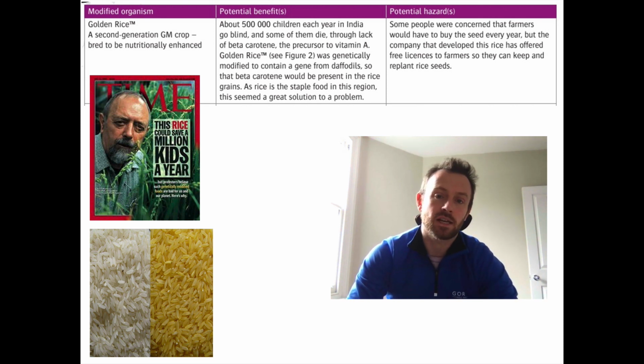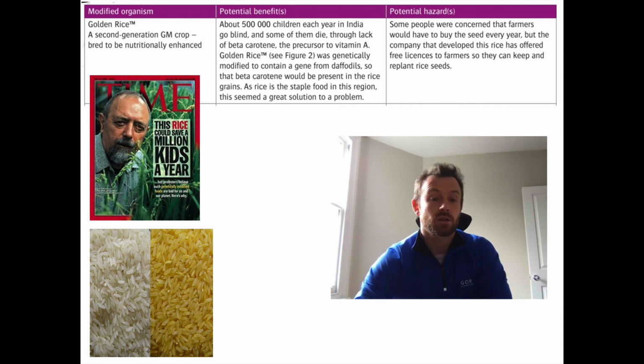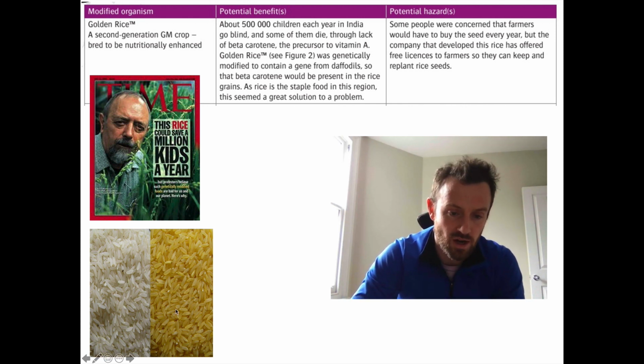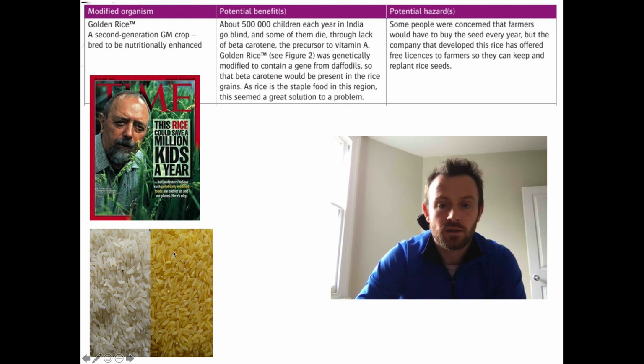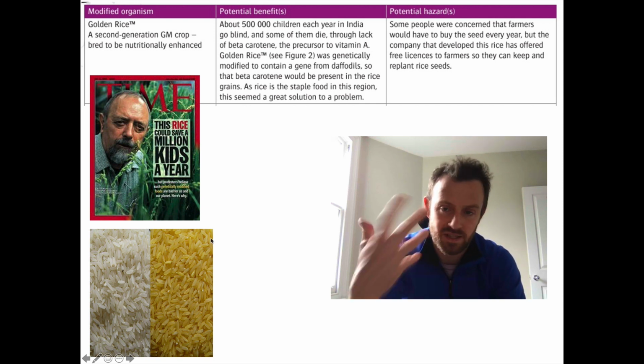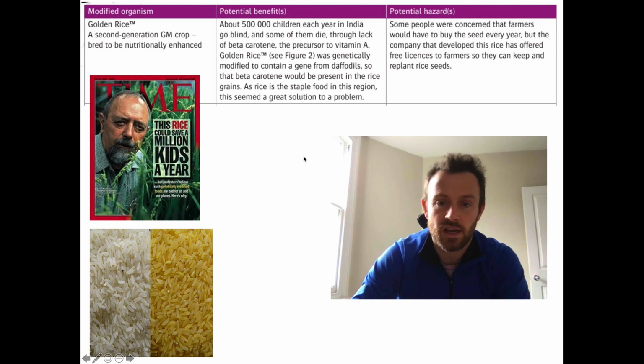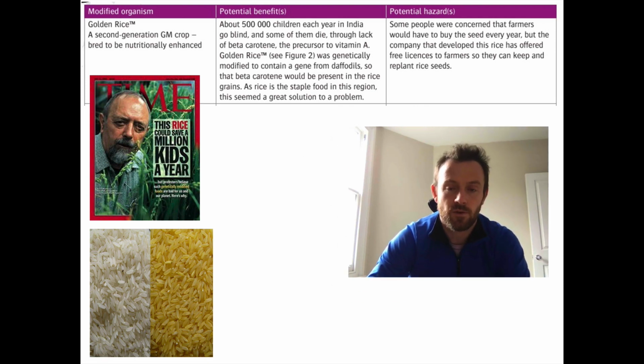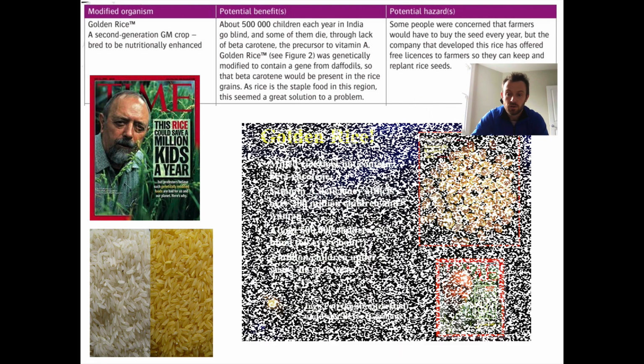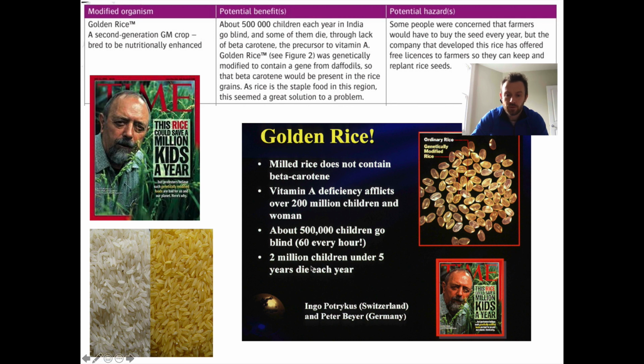So beta-carotene can be converted into vitamin A in the body. So this rice here, it's called golden rice on the right. It's been engineered, so we put some genes in from daffodils, so that the rice has beta carotene, so it has more vitamin A once it's eaten and broken down. This could save thousands of children a year from this vitamin A deficiency. So this is some more data on this. 2 million children under 5 years die each year around the globe because of this. So this stuff could really, really help.